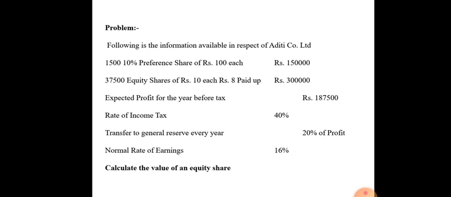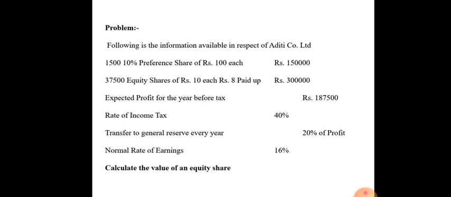So this 20% of profit general reserve means what? Now see this, we got the profit of 1,87,500. Out of this profit you have to minus the 40% tax, and whatever the remaining amount is nothing but the profit. From that you also have to minus 20% for the general reserve. For future purposes this general reserve is required, it's 20%. And the normal rate of earnings, while calculating the value of shares, you have to use that 16%. So with the help of this information we have to calculate the value of shares.